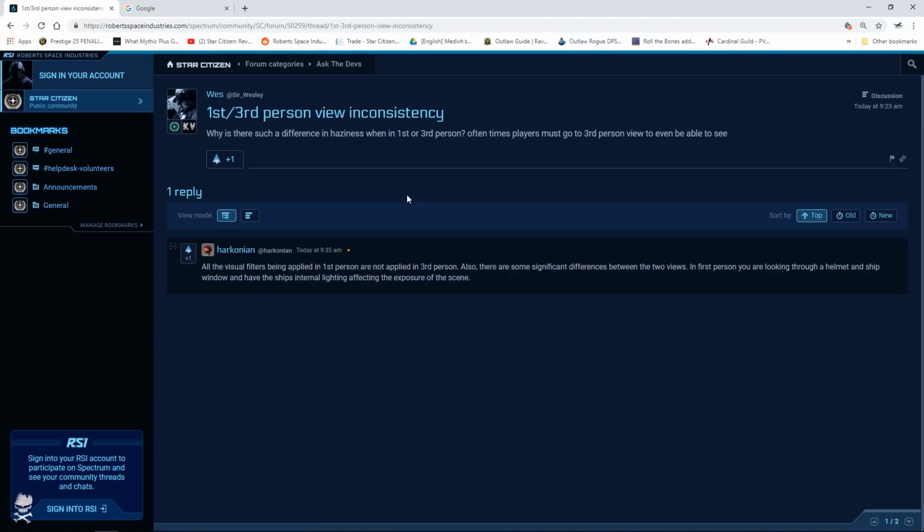First and third person view inconsistency. Wes asks, why is there such a difference in haziness when in first and third person? Oftentimes, players must go into third-person view to be able to see. All right, well, I guarantee you, this is not my alt making this request.